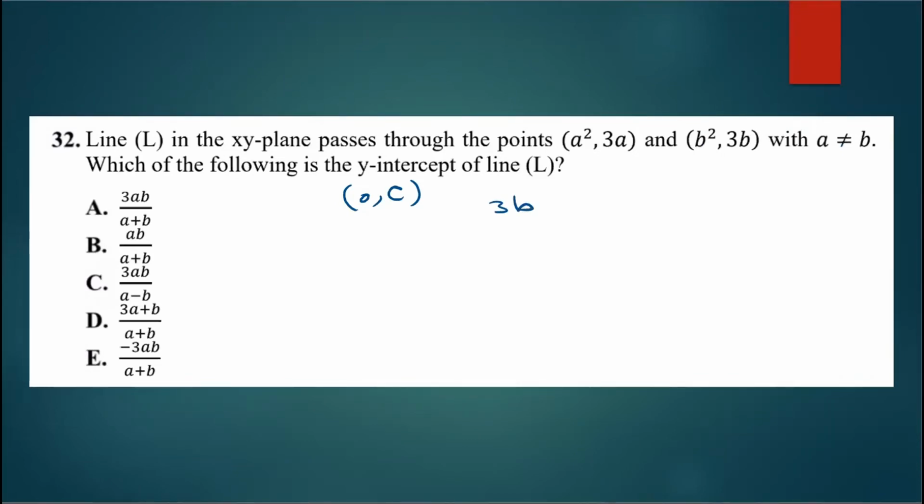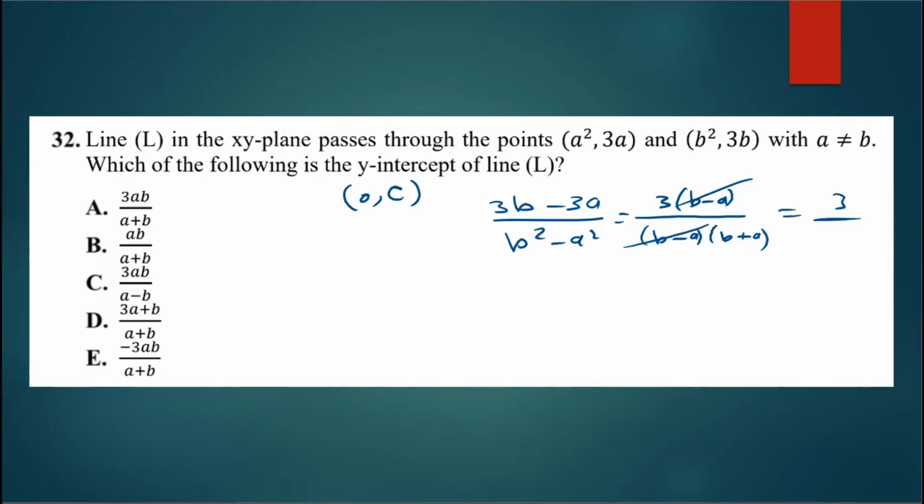So 3b minus 3a over b squared minus a squared. This is the slope, which we can actually simplify: b squared minus a squared factors into b minus a and b plus a. Pretty easy factorization, so you can reduce the slope down to that value. Reducing that is definitely useful. Now find the slope again, using which point? Any point of your choice is fine and it will give you the same value. So let's just choose A. I will write C minus 3a over 0 minus a squared.